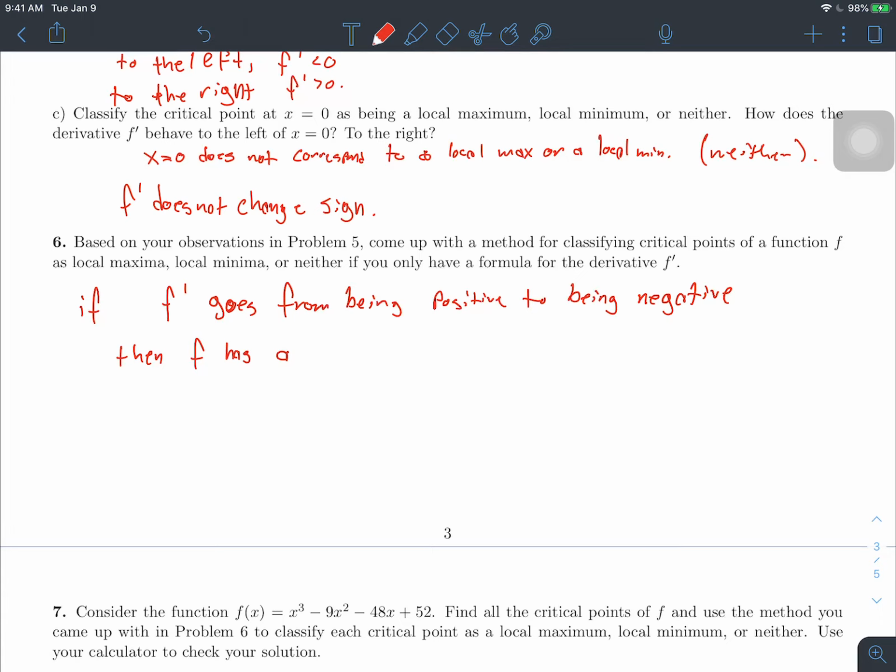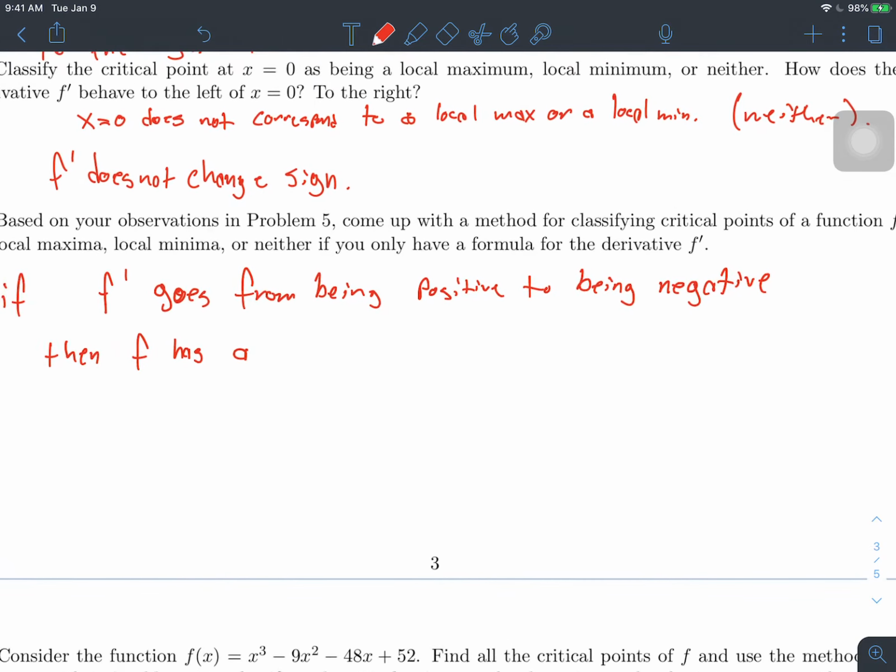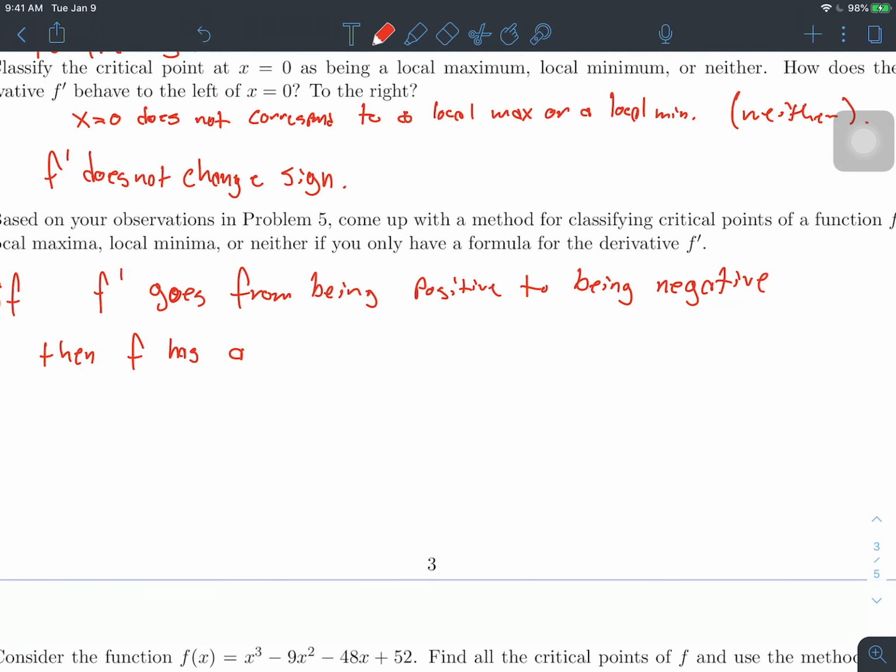If our derivative goes from being positive to being negative, should it be a local max or a local min, or neither? Ashlyn? So if we're going from being positive, we're going up, and then later on we have a negative slope going down. Maximum, yeah. So we should have maximum here.